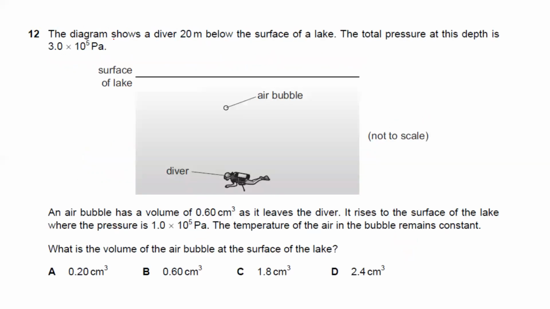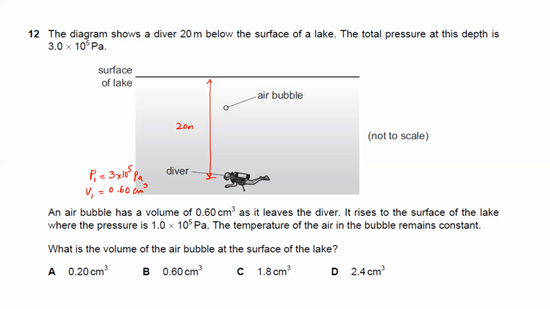Question number 12. It says a diagram shows a diver 20 meters below the surface of the lake. The total pressure at this depth is 3 into 10 to power 5 pascals. So P1 I call 3 into 10 to power 5 pascals, and the depth is 20 meters. The air bubble has a volume of 0.60 centimeter cube as it leaves the diver. So V1 is 0.60 centimeter cube.